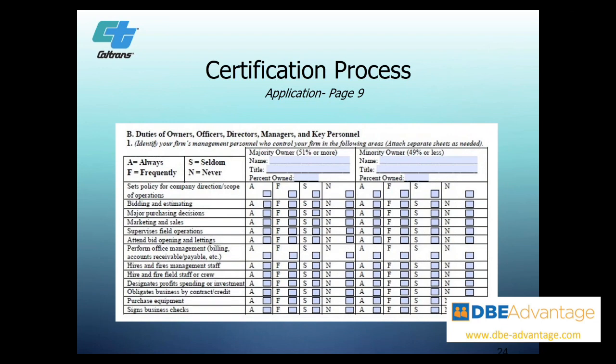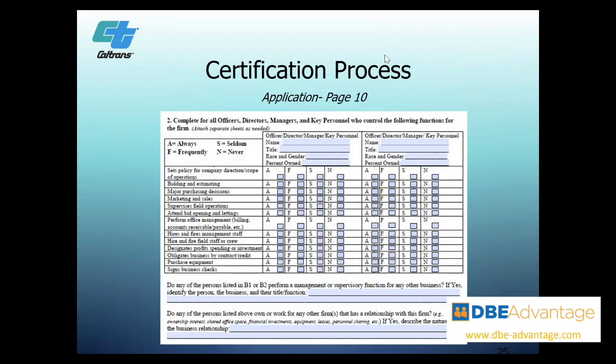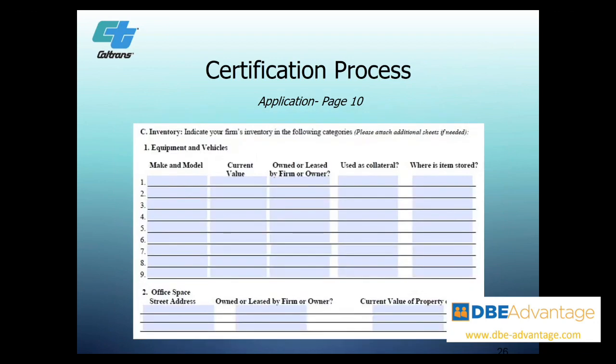Okay, now we're going to get into a lot of detail about who does what here. In terms of the duties of the owners, the officers, directors, managers, and key personnel, what we're looking for here is who's responsible for what. This information is very important, so make sure that when you complete this, you think about who's doing what for your company, and you describe it completely as we go through this section. So here's more of the same, just asking who does what, and whether you do it always, frequently, seldom, or never.